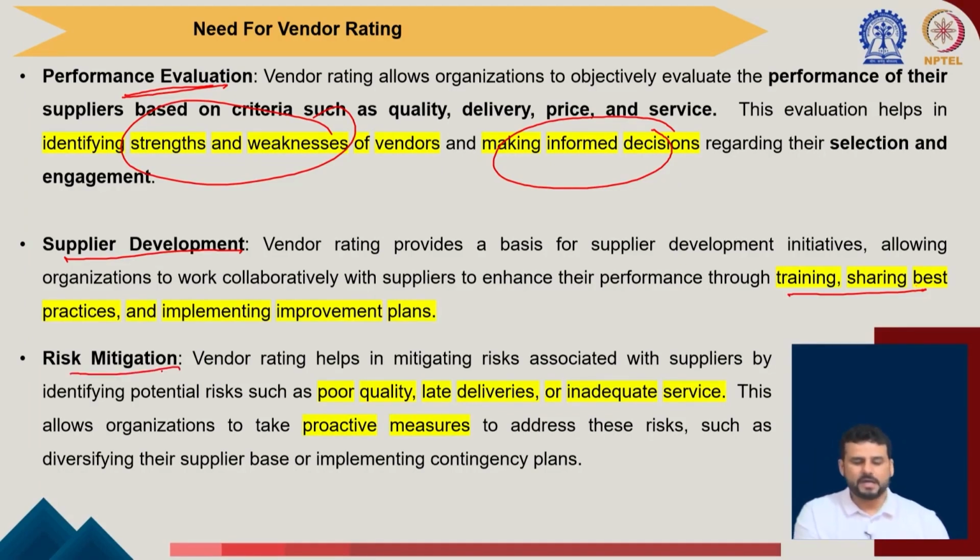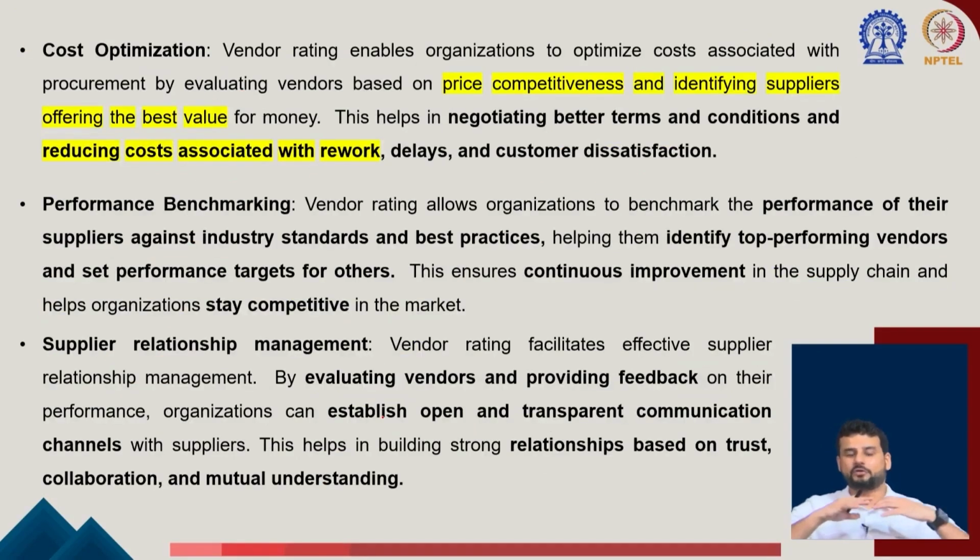Risk mitigation: this will only happen when you know that this vendor is always struggling with, let's say, the delivery, so plus minus 3 days he is taking. So I need to mitigate this risk. I need to maintain the safety stock accordingly. How can I take proactive measures? If one vendor is struggling with maintaining the quality, how can I find the alternatives to meet that, right?